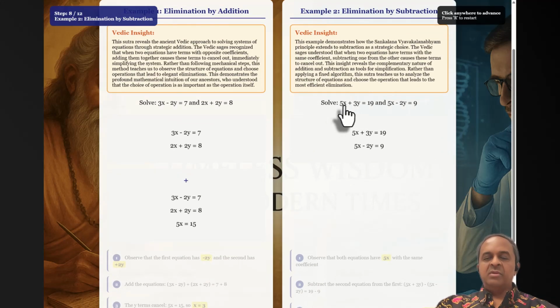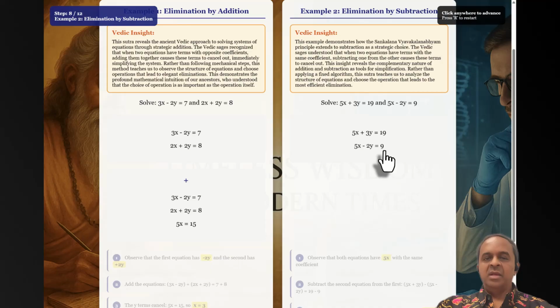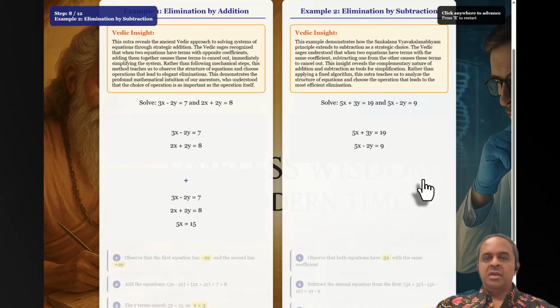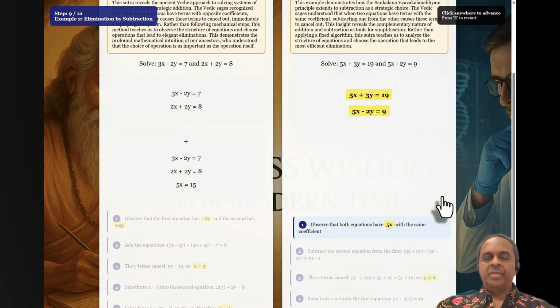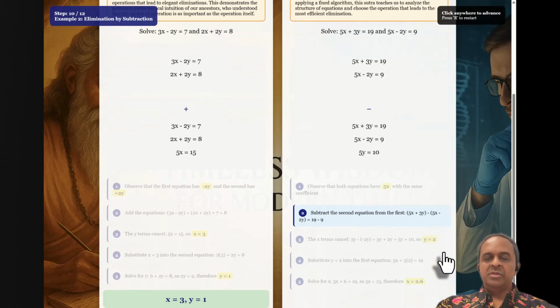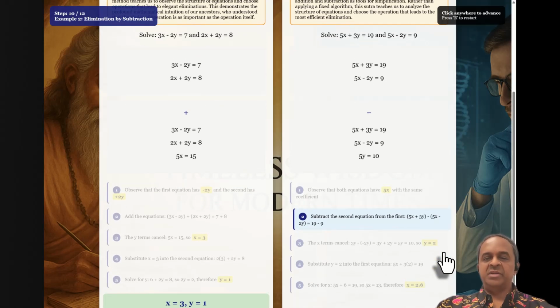So let's look at it. 5x plus 3y equal to 19, that's the equation. The other equation is 5x minus 2y equal to 9. You see 5x, both positive, so you immediately say elimination by subtraction. Okay. So you apply that first step: you see that both have 5x, which is the same. As step 2, subtract the second equation from the first. As soon as you see the same sign, subtract.